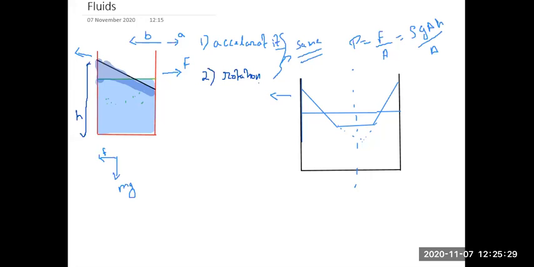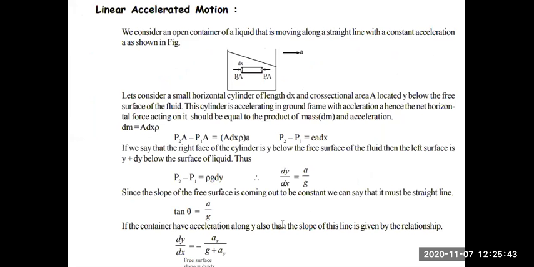So think about it. This is the same case that we discussed, yes or no? Tell me, this is the same case that we discussed. So this is linear accelerated motion. Now suppose we take any small element, right? We know that the pressure should be same at the two points. Yes or no? But can it be same here?